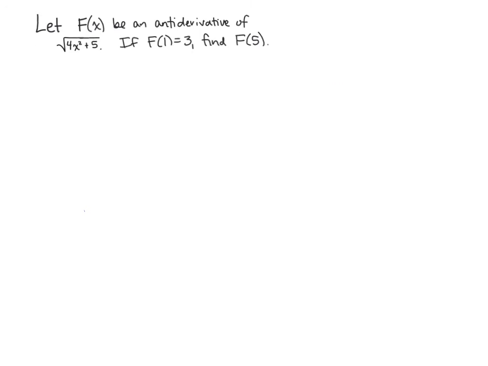Let f of x be an antiderivative of the square root of 4x squared plus 5. If f of 1 equals 3, find f of 5. Okay, again, I don't have integration techniques for this right now. I can't undo this square root and this square, but I don't need to find the antiderivative. All I need is the numeric value, f of 5. So let's use the fundamental theorem of calculus.